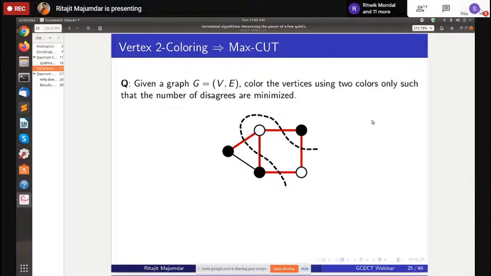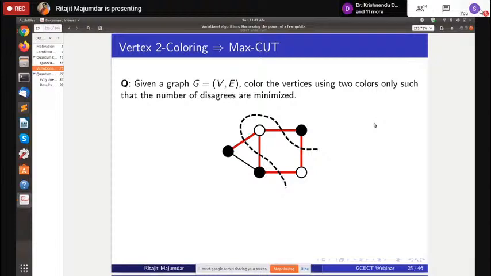So this is the vertex coloring problem, and it has huge application in scheduling. Suppose you are scheduling a routine, or maybe an IPL schedule, whatever, and this has huge applications. But here we are interested in vertex 2 coloring. That means the number of colors is 2. So here it is black and white. You only have 2 colors, and you need to give these colors to these vertices.